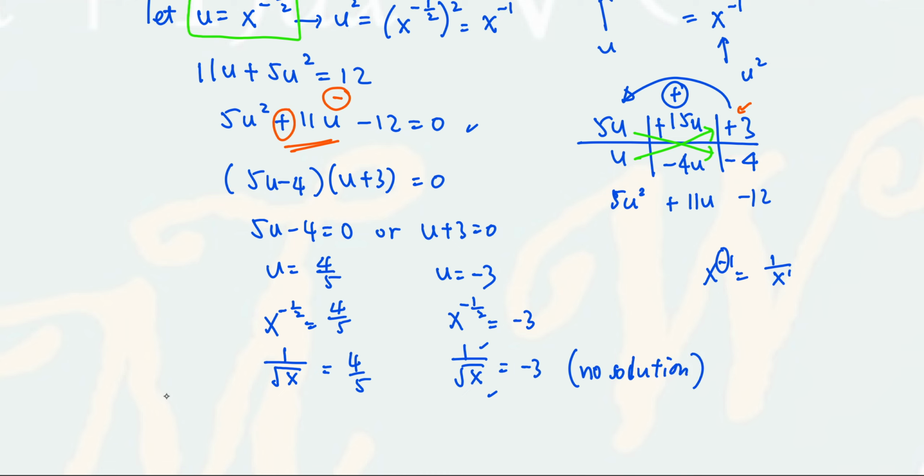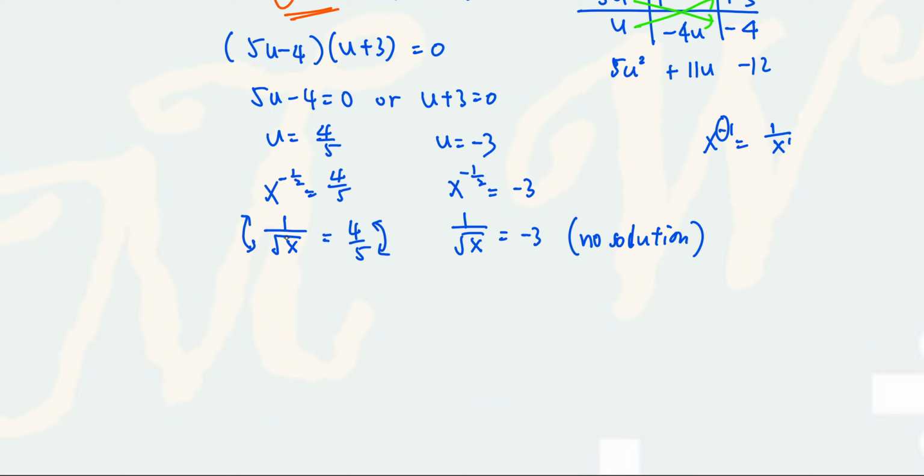Impossible to get negative value. Okay, which means now here we only have one solution, that is 1 over square root x equals 4 over 5. Now to get the x, firstly I have to get the square root x as the subject, which means I will just swap the numerator and denominator. Therefore, you will be getting square root x equals 5 over 4.